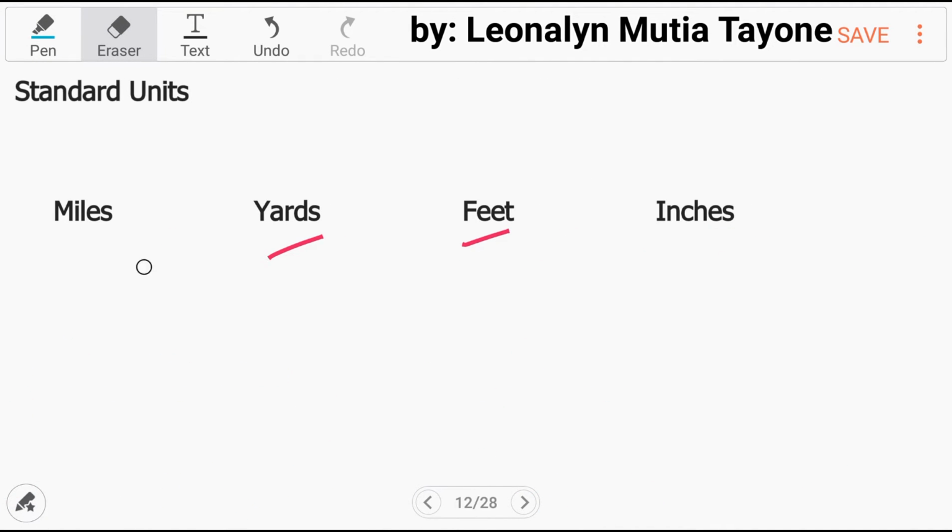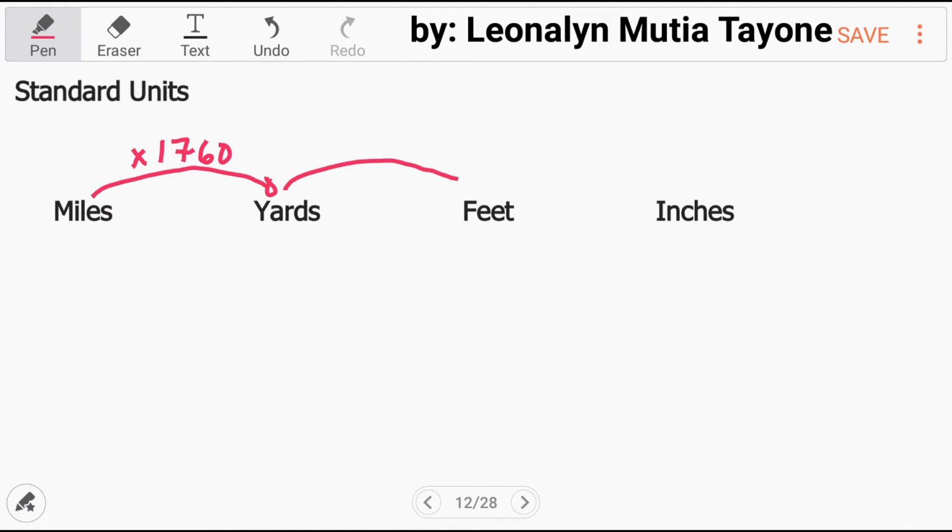So, dito na tayo sa standard units. Kung kanina, halos pwede mo namang hindi siya i-memorize, tandaan mo lang yung mga equivalent niya sa kilometers to meters, yung mga ganyan. 1 kilometer is equals to 1,000, multiply or divide. So, mas maganda yung kanina. Ngayon, ito naman ay dapat mong i-memorize. Dapat mong tandaan na ang isang mile, 1 mile is equivalent to 1,760. Mag-multiply tayo dyan. 1 yard is equals to 3 feet.